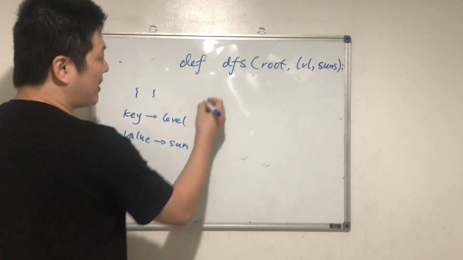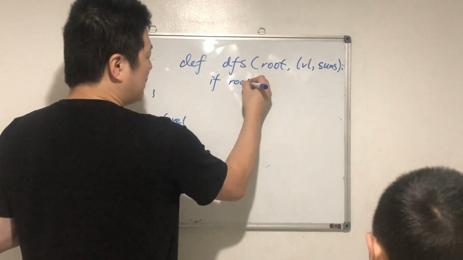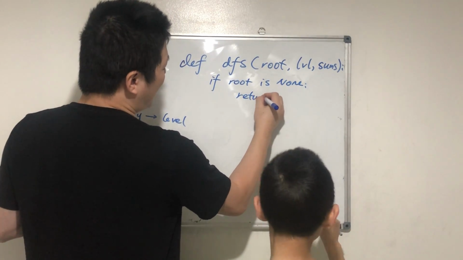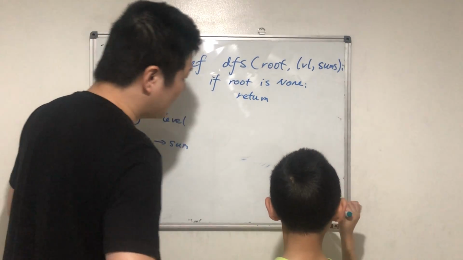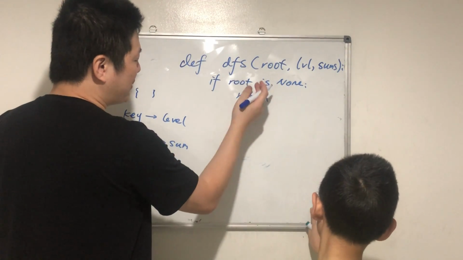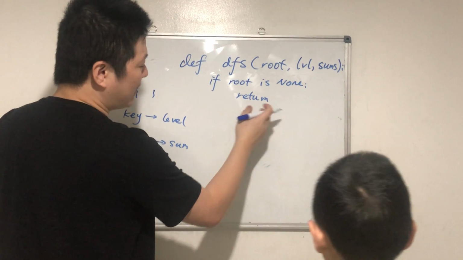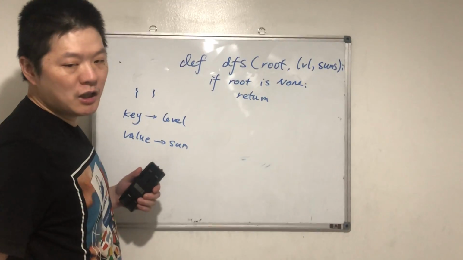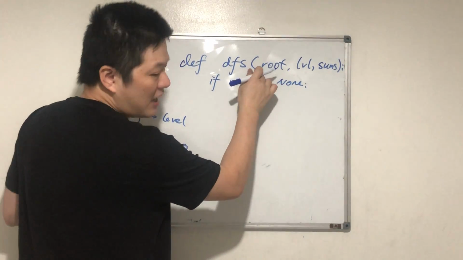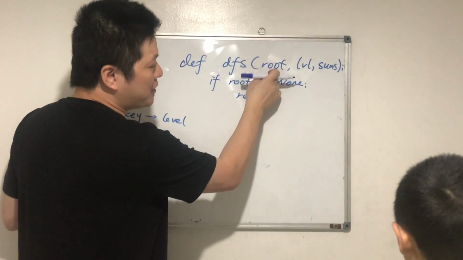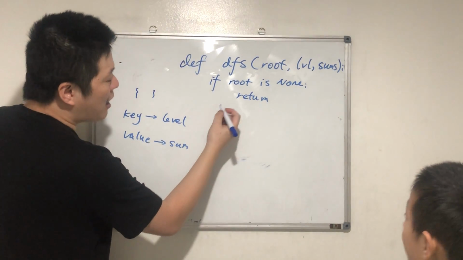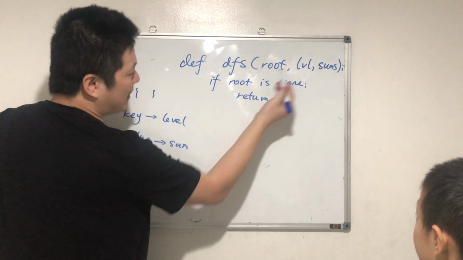Look, if root is None, what should we do? We just return, because it's None. We don't need to return anything because the purpose of this function is to update the sum of the level, to add the node value of the root to the level. So how do we add the root's value to the level's sum?